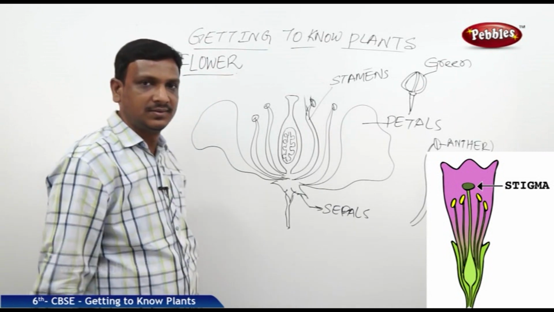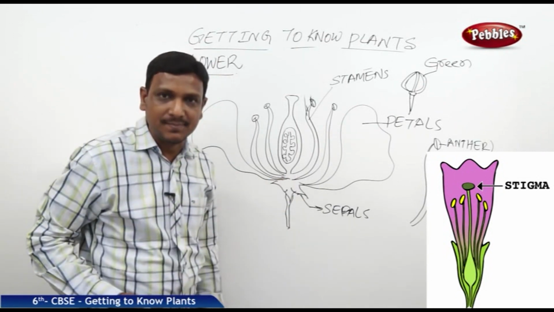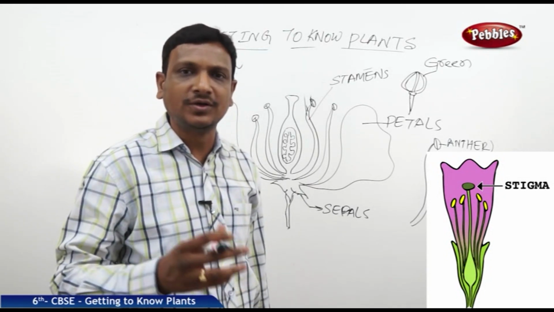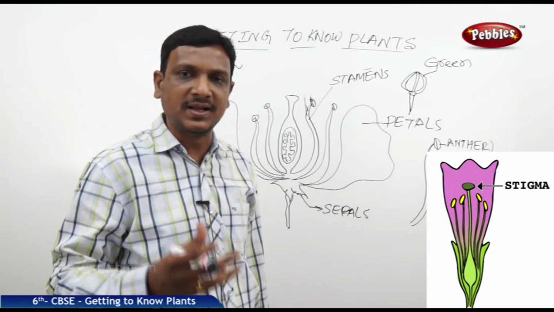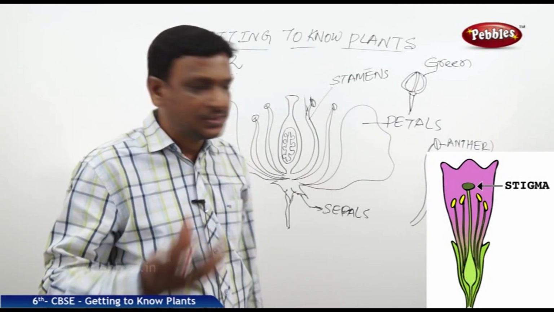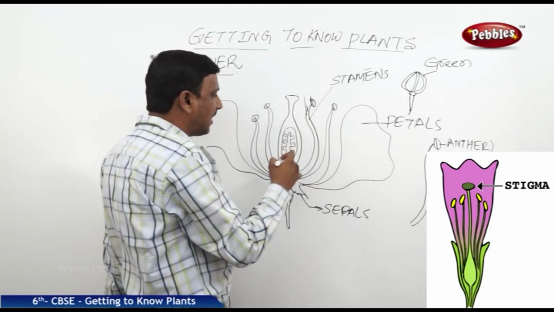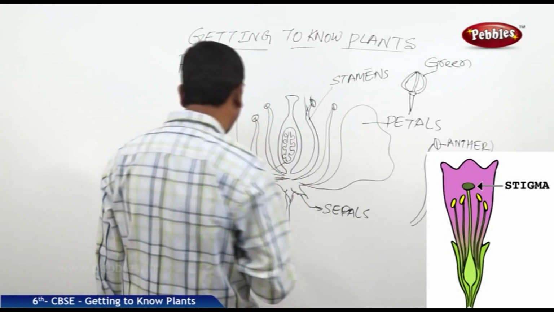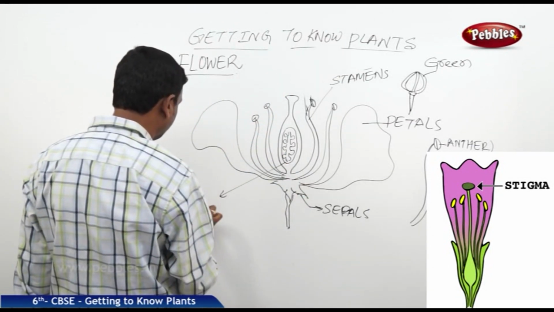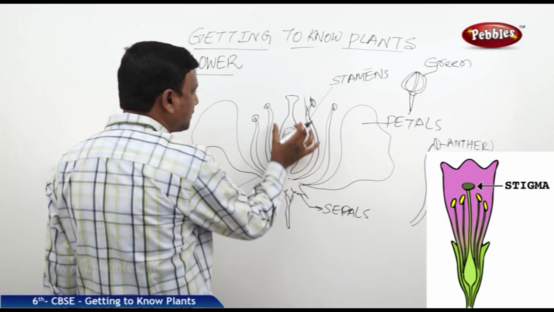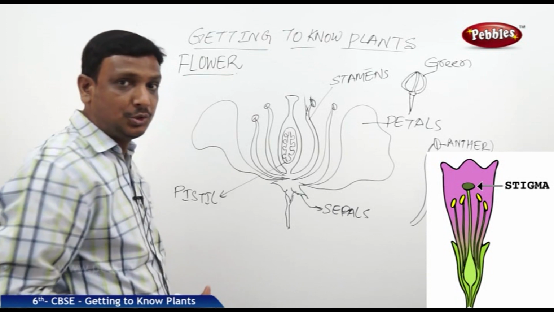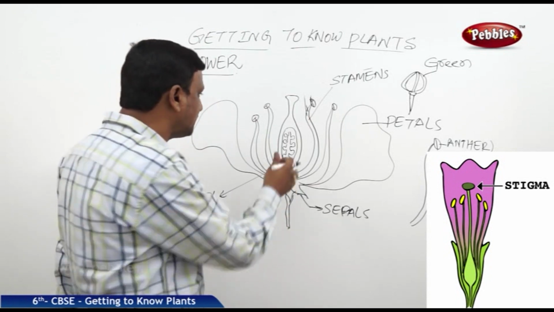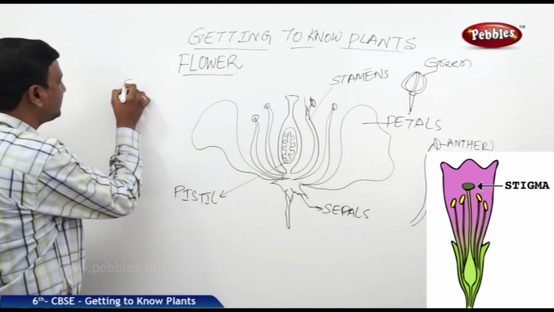So we find stamens in the flower. Of course, some flowers do not contain stamens. So we will find one more part in the flowers, that is the pistil. This is called the pistil. The center one, the whole thing, is called a pistil. You can observe a shape here that looks like a flower vase. That is the pistil. Again, the pistil has three distinct parts.